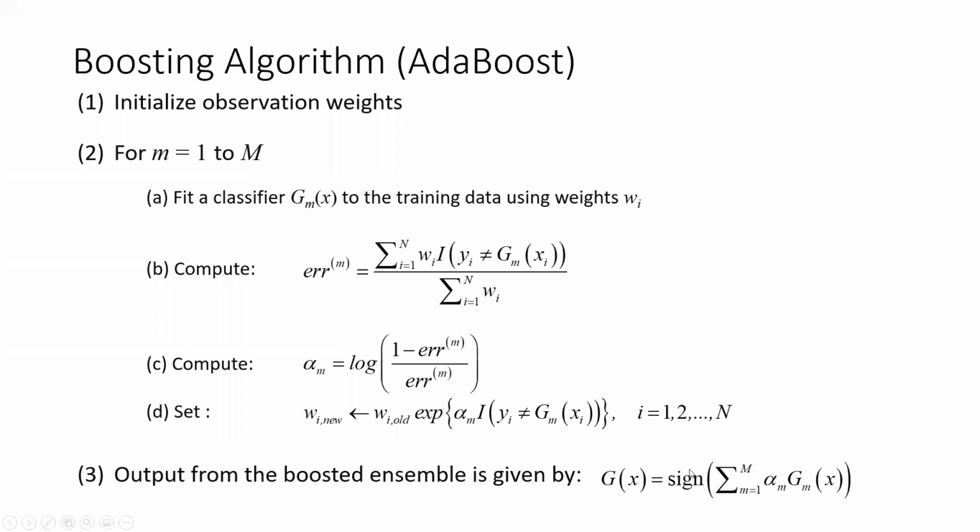The final ensemble then is just given by the sum of our weighted classifiers. So alpha m again being that weight specific to the classifier. So though we use the observation specific weights in finding our models, they're not used in terms of making a prediction.